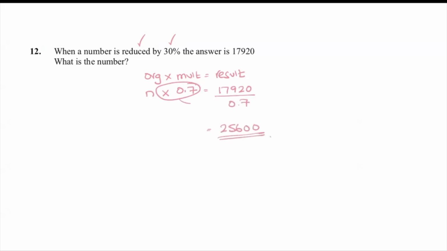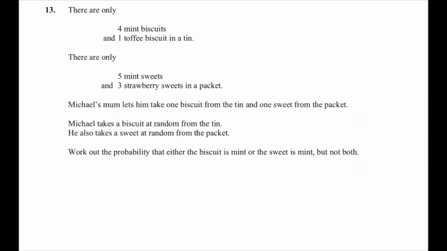And that's the answer. Okay, so we've got biscuits and sweets, and Michael is taking a biscuit and a sweet randomly. We've got to work out the probability that either the biscuit is mint or the sweet is mint, but not both. Well, we've got our keyword probability. This is going to be a tree diagram because we want to see all the possible outcomes. So my first section that I'm going to draw is all about the biscuits. I've got 4 out of 5 that are mint, and I've got 1 out of 5 that is toffee.